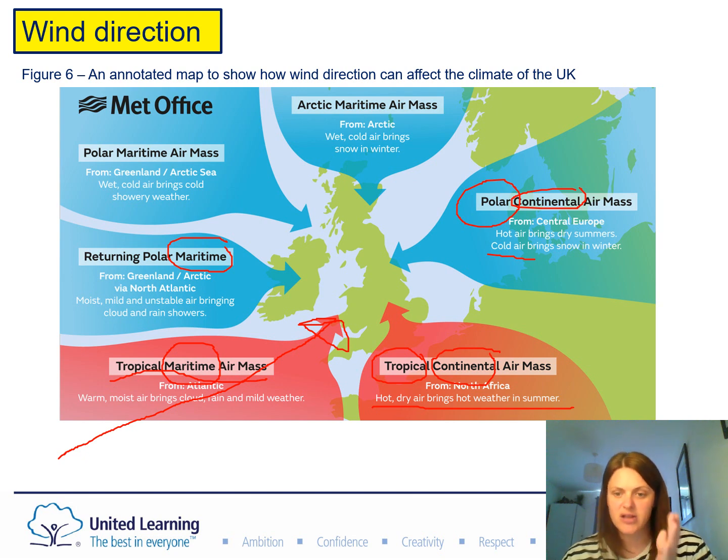So our wind directions do change throughout the year, and we get all of these different types of weather brought to us by the wind. But our main wind direction comes from the southwest across the Atlantic. Okay?